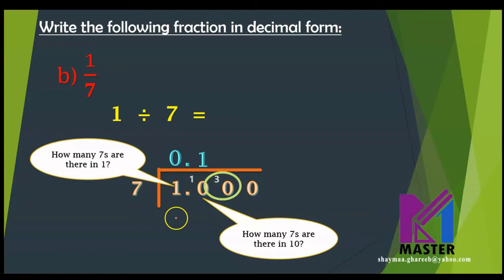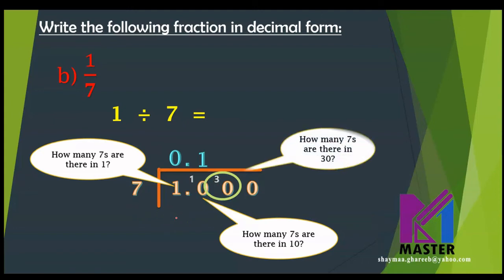How many 7's are there in the 30? What do you think? 4, which is 28, which means 4, remainder 2. I will add the 2 here to the next 0. Now I have number 20. 20 divided by 7. How many 7's are there in the 20? 2 7's, which is 14 with remainder 6.